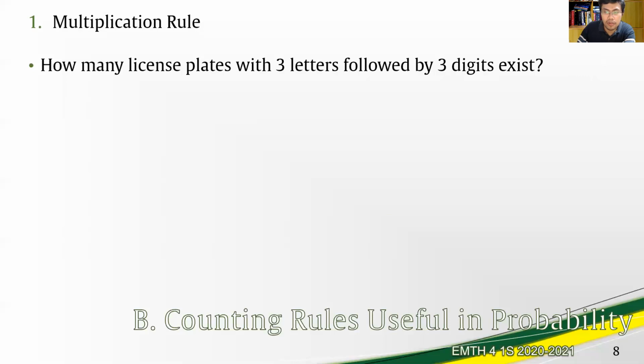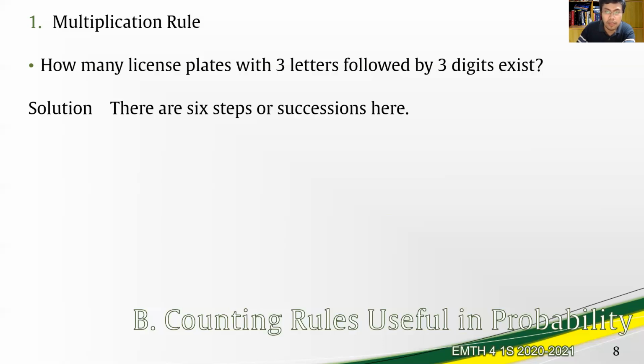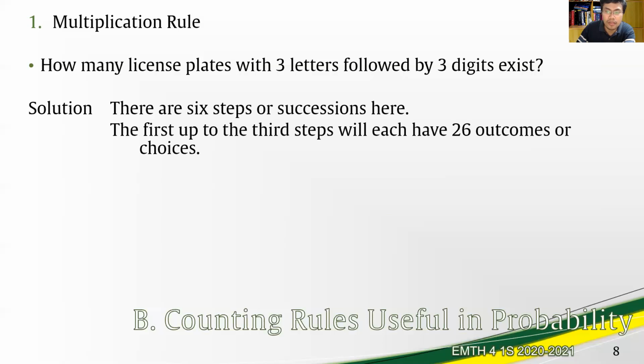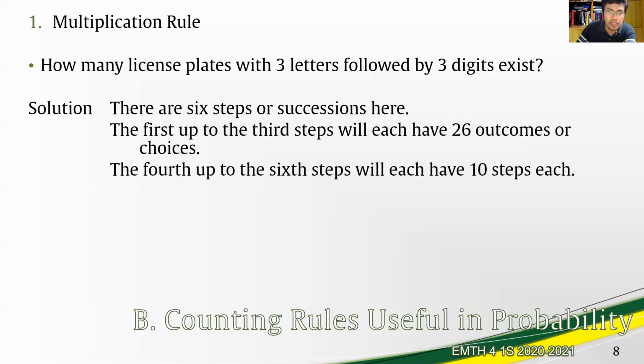For the second example, on the license plate consisting of 3 letters and 3 digits, with the 3 digits succeeding the letters, the total number of steps is 6. For the first 3 steps comprising letters, we have the English alphabet, not the Filipino alphabet. So having 26 letters, each will have 26 outcomes or choices. So all 3 will have 26 times 26 times 26.